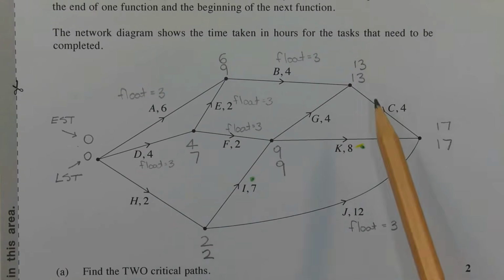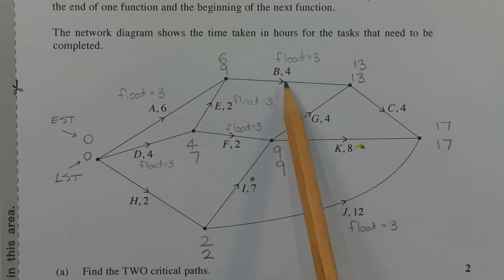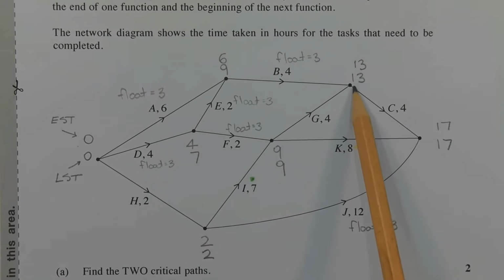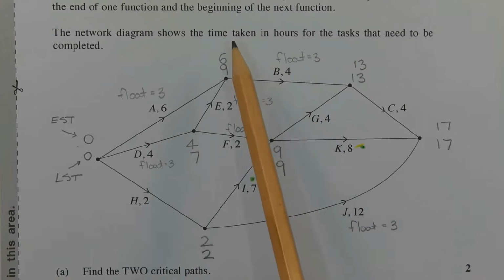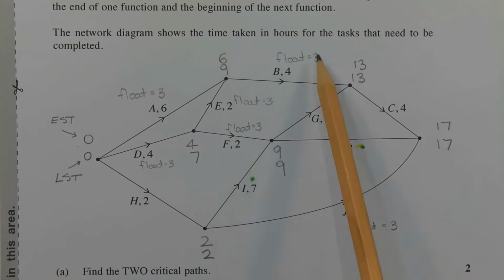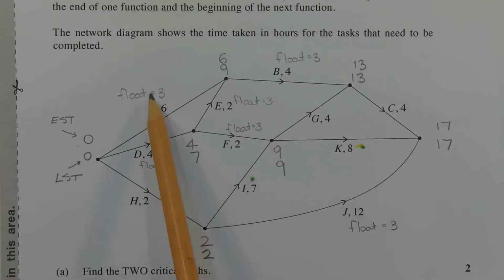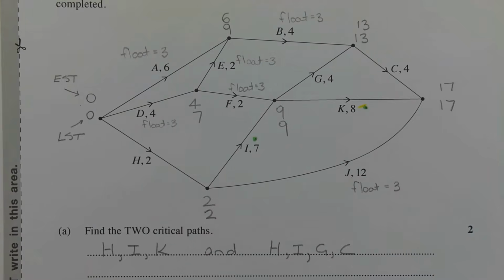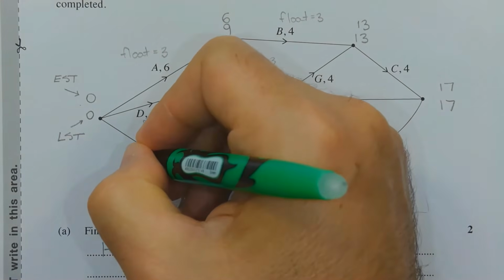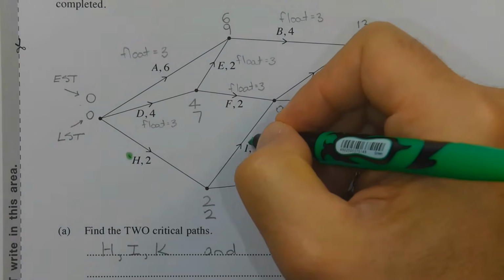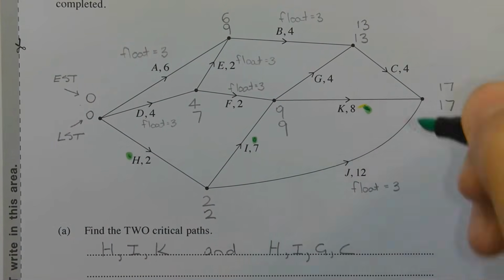Let's try one more. Let's look at task B, 13 minus 4 minus 6 gives us a float time of 3. So task B is not on a critical path. And I've marked the rest accordingly. So just continuing on the same way, we end up with these float times that I've marked next to each of these tasks. And so the two critical paths are H, I, and K. So that's this task here, this task here, and this task here.